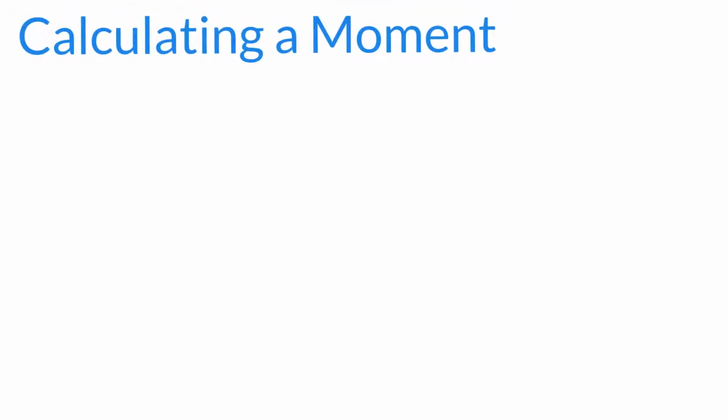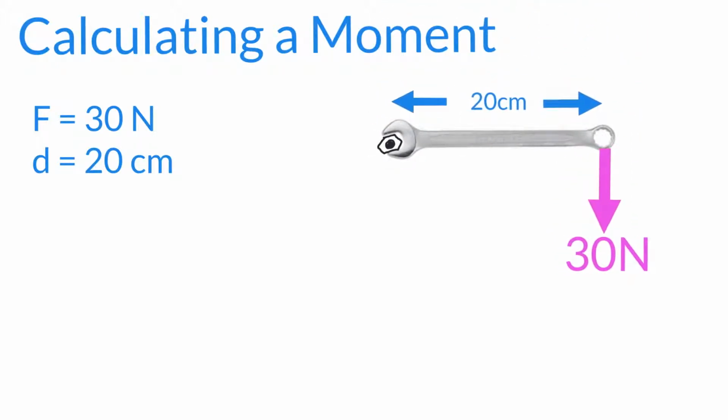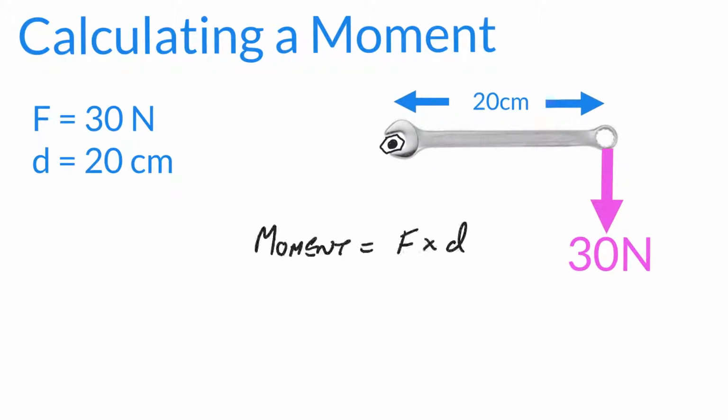Let's try a simple example of calculating a moment. Let's say we had a force of 30 newtons pushing at a distance of 20 centimeters from the pivot. That would look something like this if it was a clockwise one. And so we have an equation for moment. That moment equals force times distance. And then we just put in our values. 30 newtons for the force, 20 centimeters for the distance. Always put them in the order they appear in your equation so that you can check your work more easily later. And we get a value of 600.